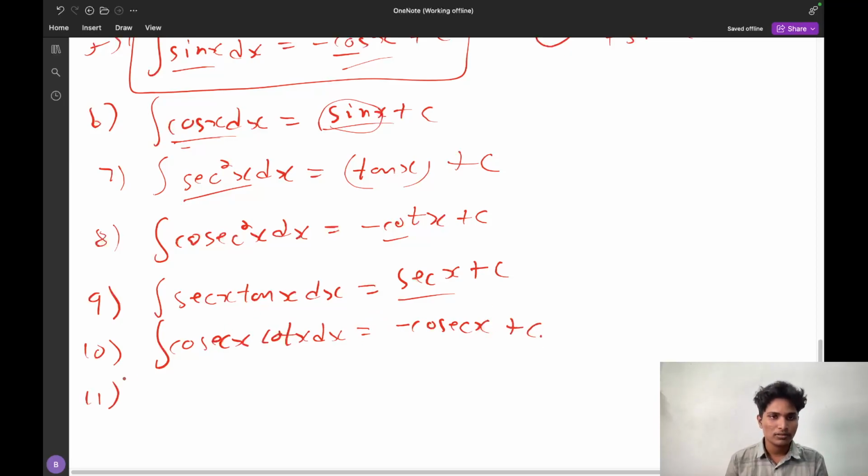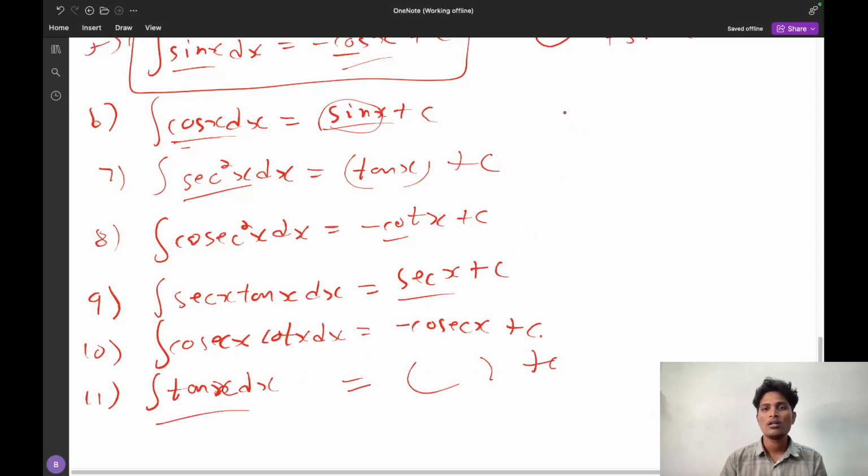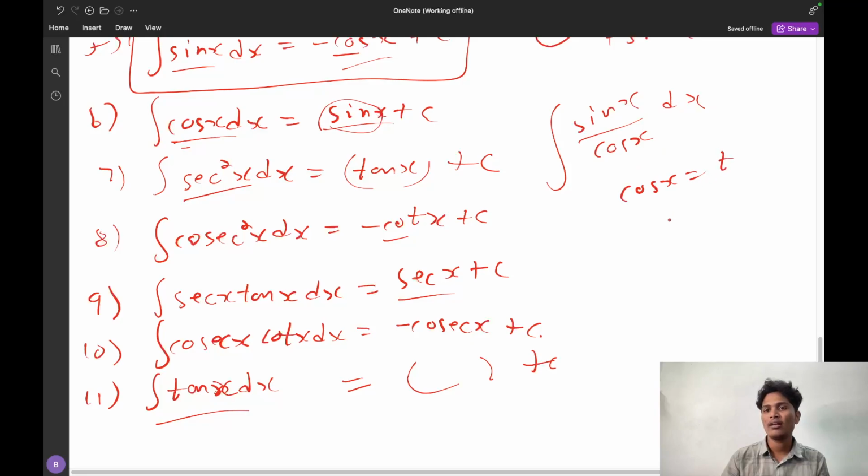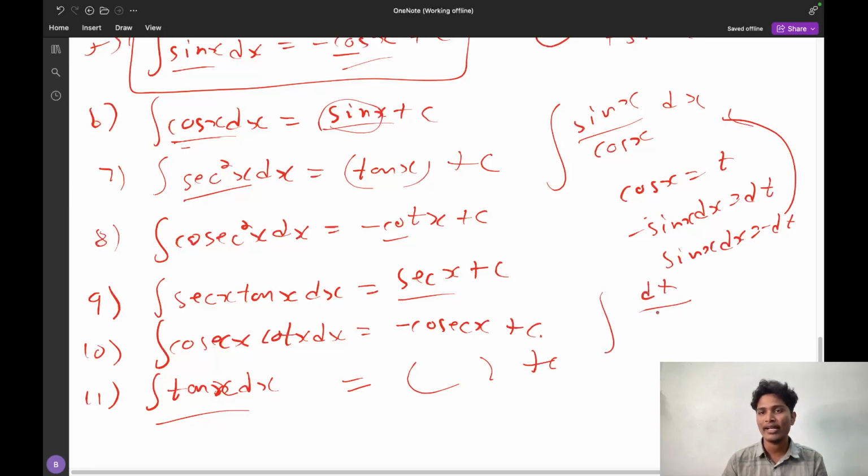And next, the 11th one, that is integral tan x dx, which is very important. You already know that you cannot directly give the answer, but you have to solve this. That is integral sin x divided by cos x. You have to write that. And if I substitute cos x equal to t, then minus sin x dx is equal to dt. So sin x dx is equal to minus dt. So the entire thing is substituted now.